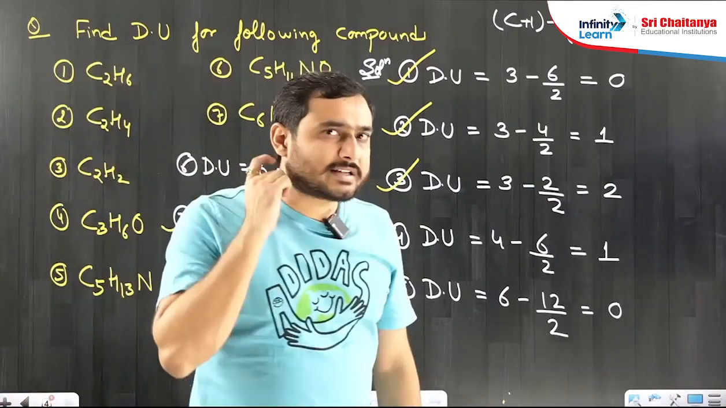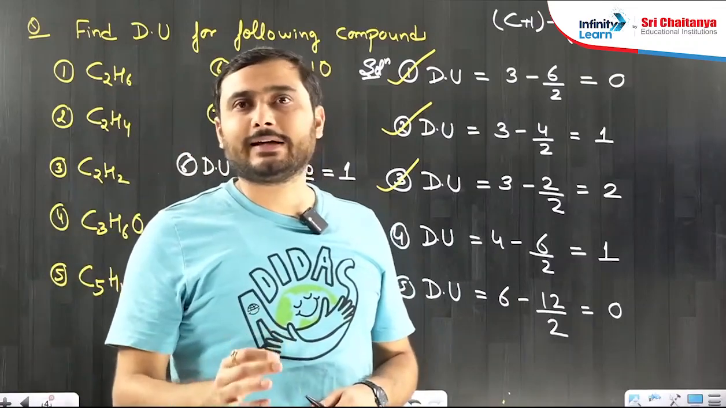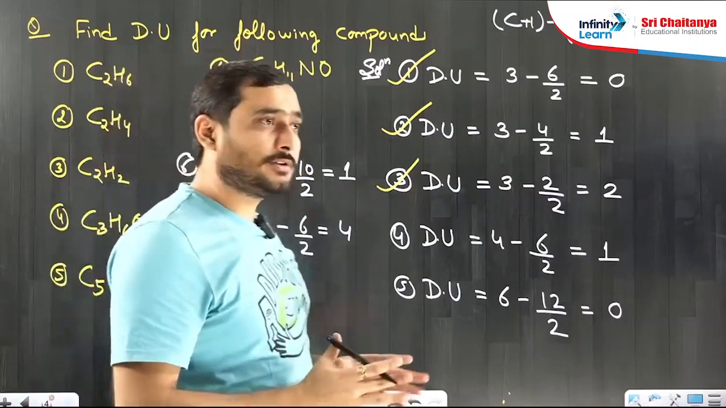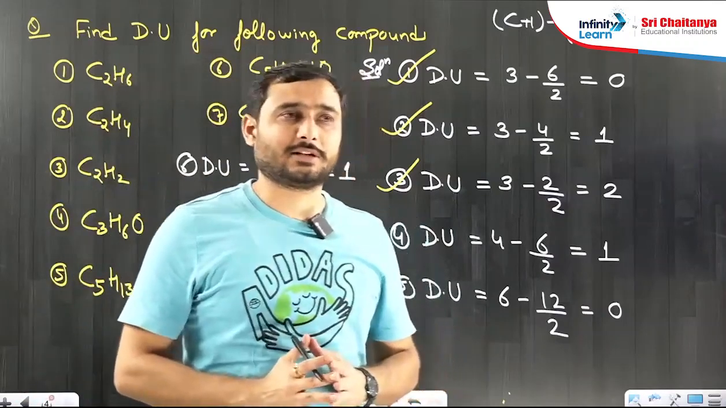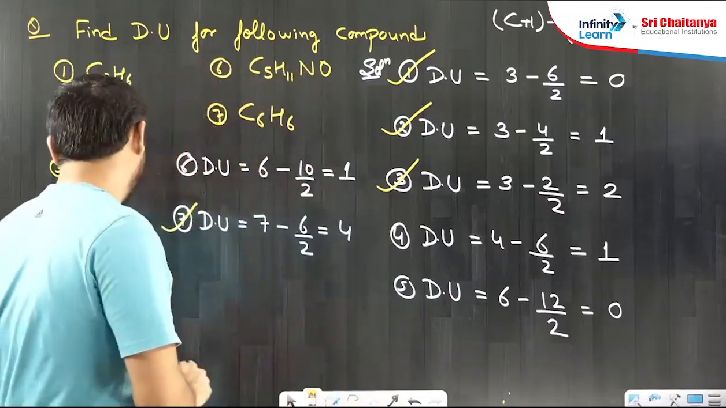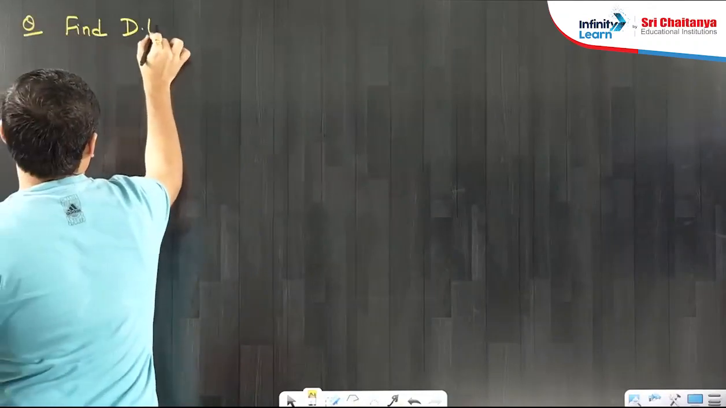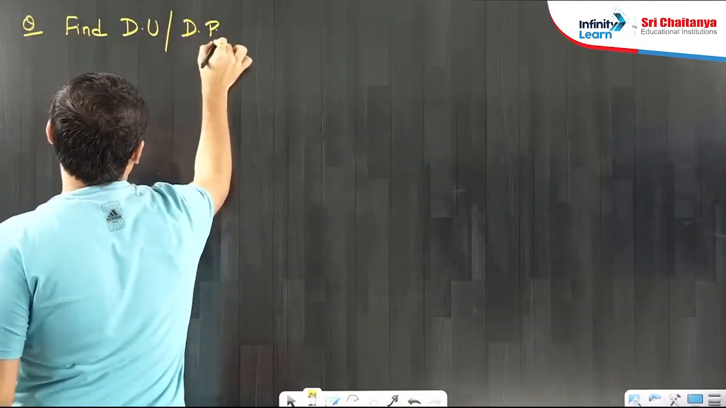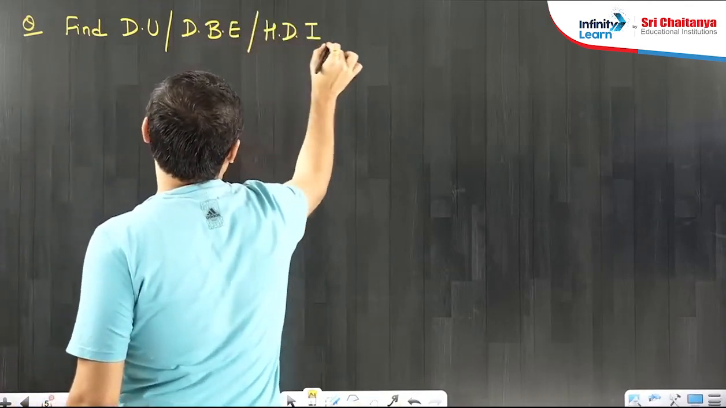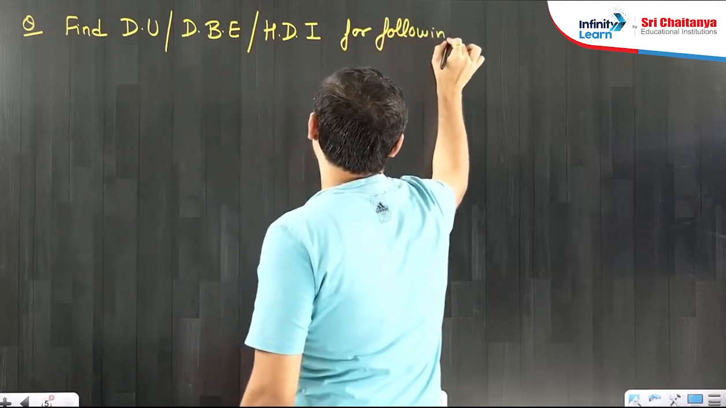Now second type of question where structure is given and we have to find degree of unsaturation. So maximum times, if they only give question on degree of unsaturation, they will draw a structure and then they will ask what is degree of unsaturation. So let me write a question on that. Find degree of unsaturation, or it is called as double bond equivalent, or it is called as hydrogen deficiency index for following compounds.